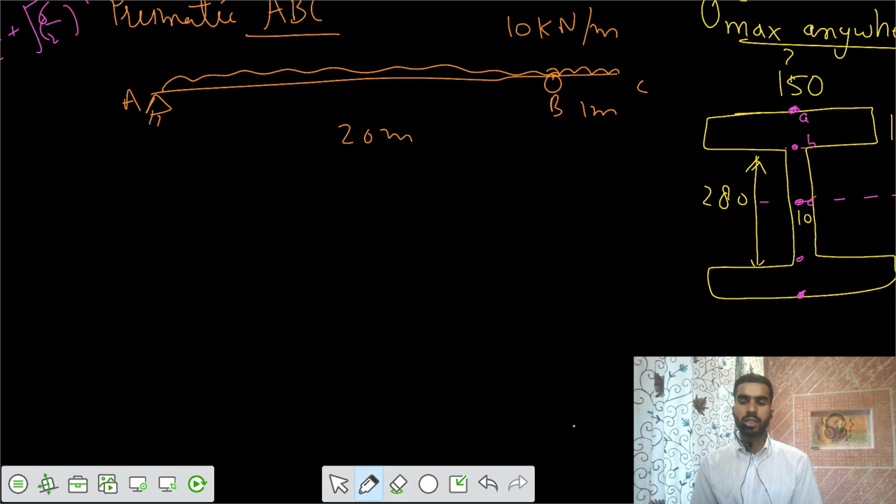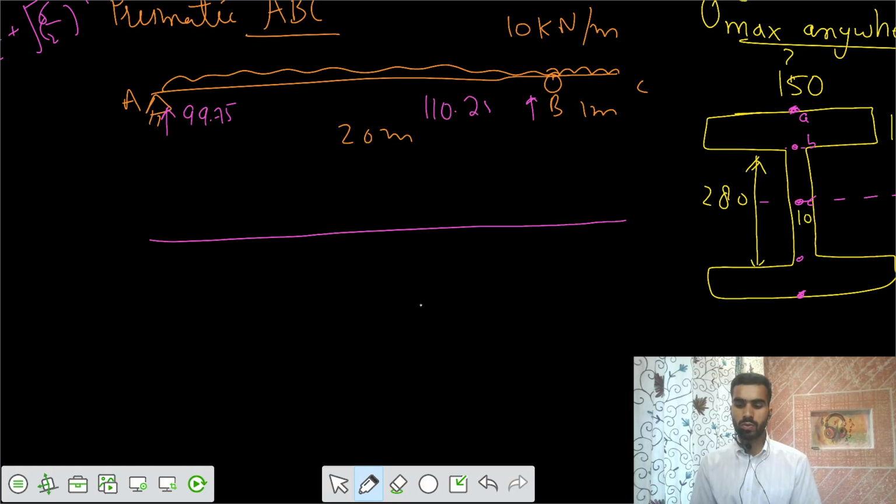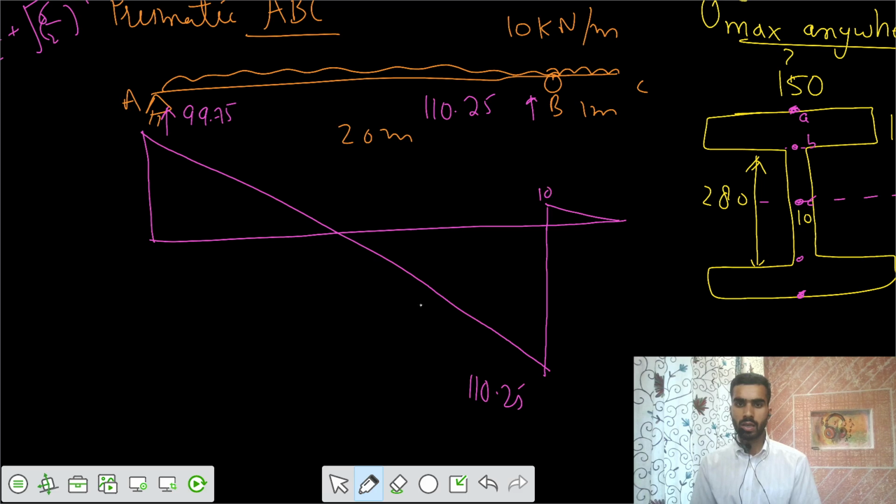But we are not provided with the moment at any section, so we need to draw the BMD and shear force diagram. Let's have that shear force diagram. The reactions are directly provided to you as 99.75, and the reaction at the other end is 110.25. If you draw that shear force diagram, it would be in this fashion, 110.25, with a linear variation, and here the shear force would be 10 into 1, that's 10. So the shear force diagram is negative, positive, positive, cutting somewhere here.